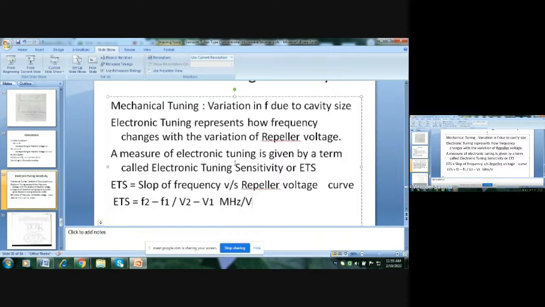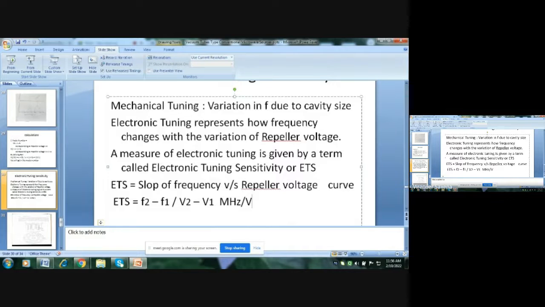electrons due to repeller voltage, the impedance or the parameters L and C of the cavity change. And this change is very small. We can change the frequency by repeller voltage only in the order of 500 megahertz.